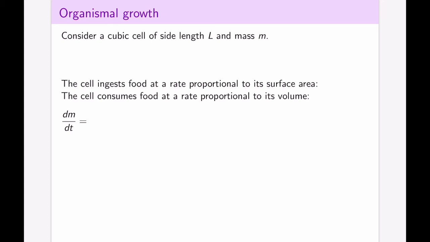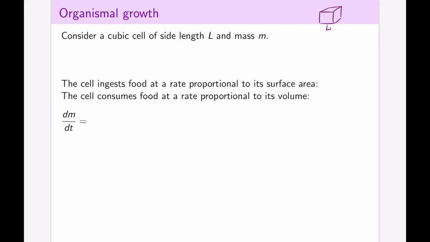This is in some ways making the full circle back to the very first application we've seen on cells and cell size. So here we have a cubic cell, just so that we can easily imagine the actual shape. This is a little cube. Its side length is L, and its mass is M.